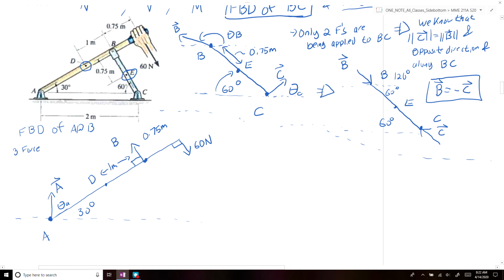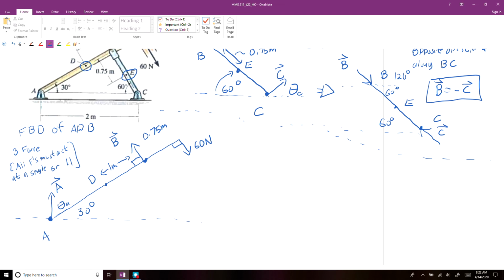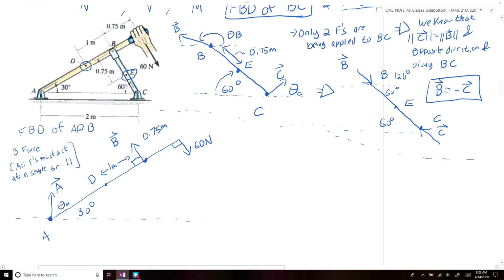So we know for that to be true, all forces must go through a single point, or they must be parallel with one another. So in this case, we already have force B is parallel with the 60 Newton force, so force A will also have to be parallel with the 60 Newton force. So what we're going to do here is just redraw force A.